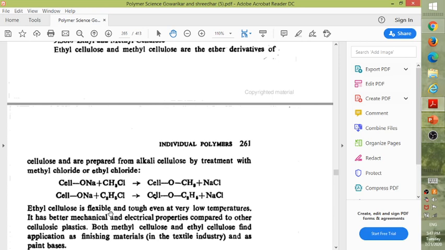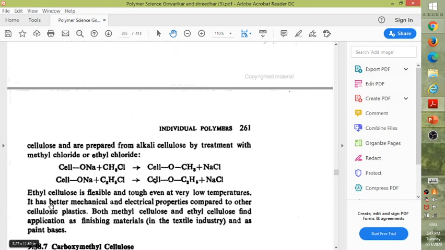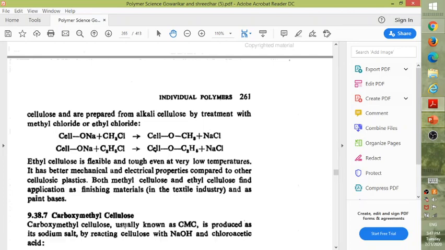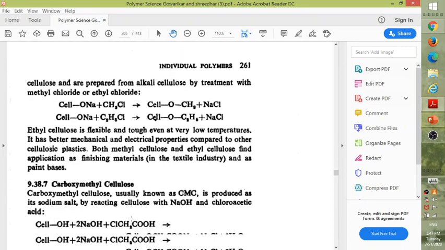So ethyl cellulose is flexible and tough even at very low temperatures. It has better mechanical and electrical properties compared to other cellulosic plastics. Both methyl cellulose and ethyl cellulose find application as finishing material in the textile industry and as paint bases. Now, carboxyl methyl cellulose.